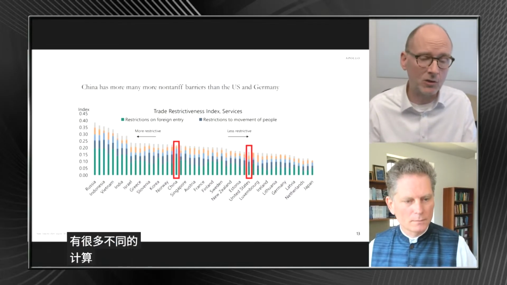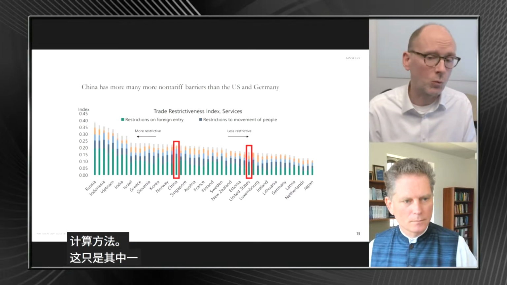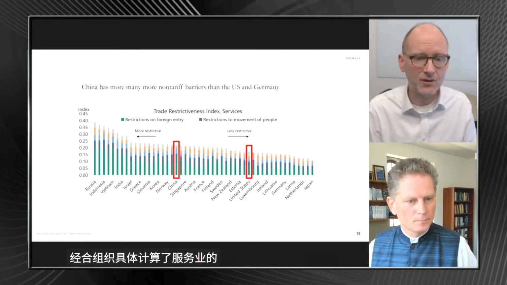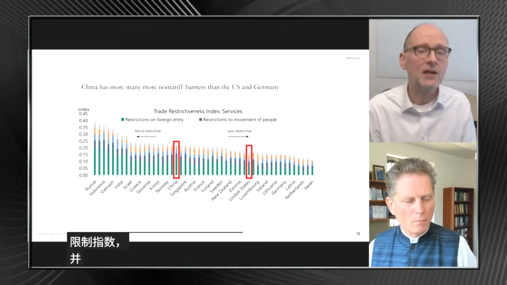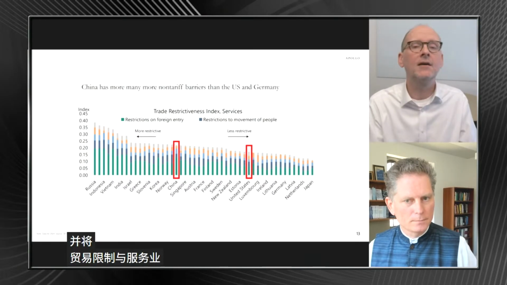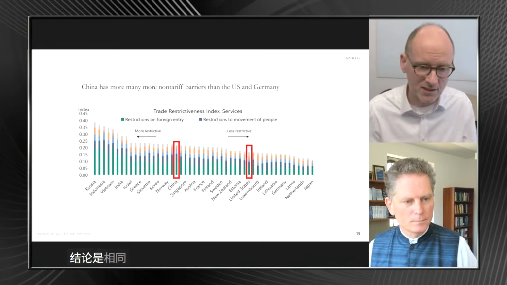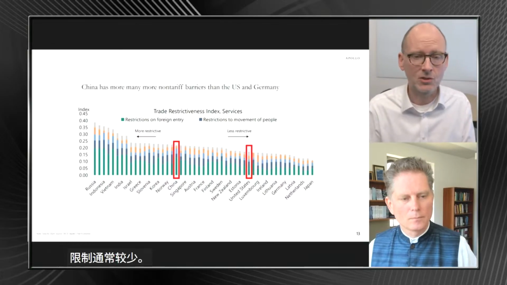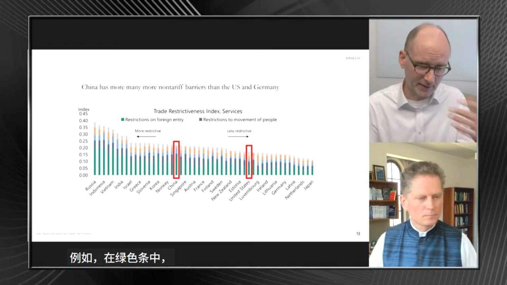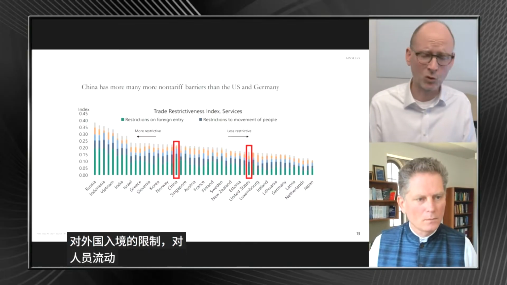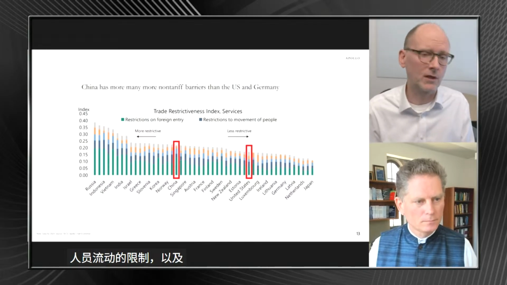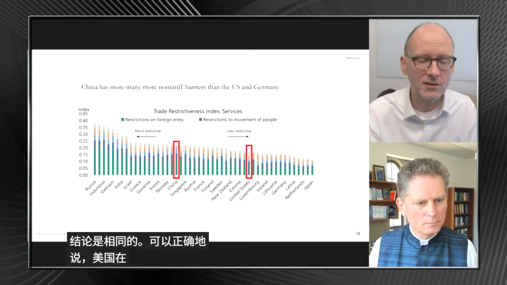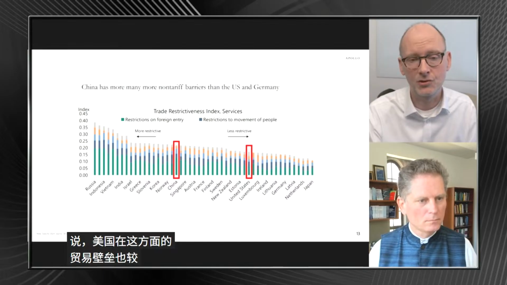If you now look at the same question when it comes to non-tariff barriers, there are a number of different ways this can be calculated, so this is just one way of looking at it. Specifically, the OECD has calculated the trade restrictiveness index, in this case for services, and it links the restrictiveness of trade with what's going on in the service sector. And the conclusion is the same. The US generally has fewer restrictions on trade in services. In the green bar here, you see restrictions on foreign entry, restrictions on movement of people. There are various dimensions to how the OECD measures this, but the conclusion is the same: it is correct to say that the US has also on this front had lower barriers to trade.